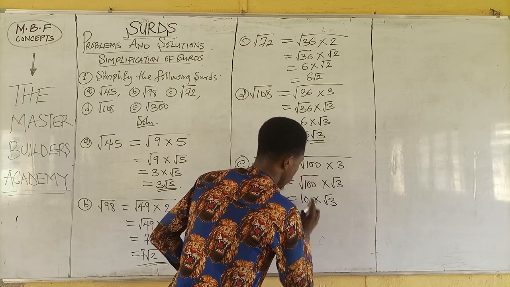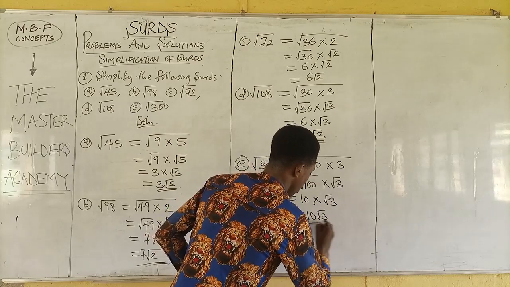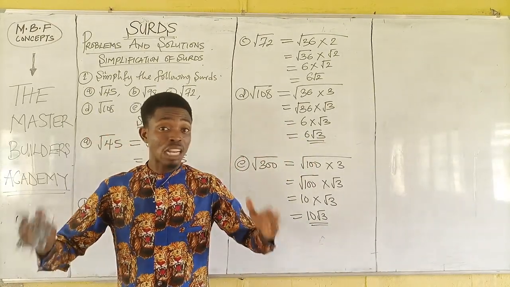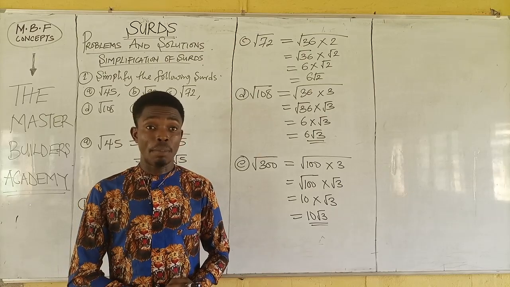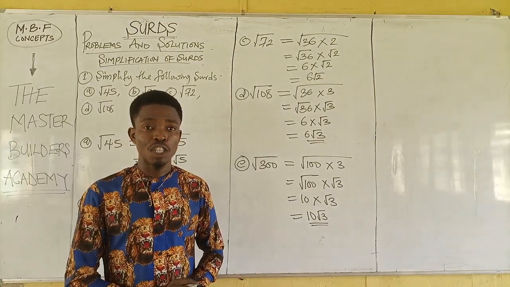And this will have given us 10 times root 3. We have 10 root 3. This is not root 30 because a number with square root cannot multiply another number without square root. They can only become coefficients of each other.